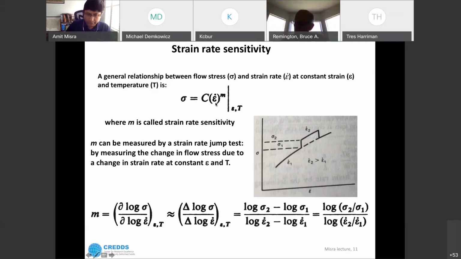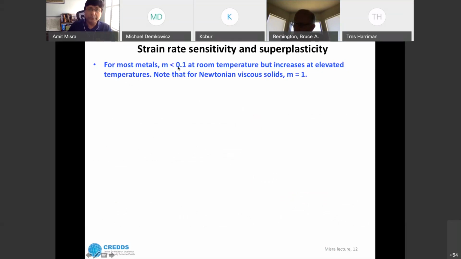Now, typically for bulk metallic materials, that value of m is very small. It is much less than 0.1. In fact, even much lower than that. For pure FCC metals, it can be as low as 0.001 or 0.005 or so. But it increases at elevated temperature. It also increases at higher strain rates.